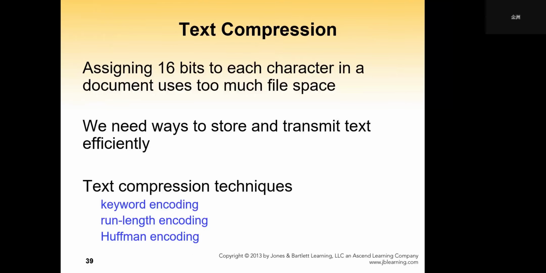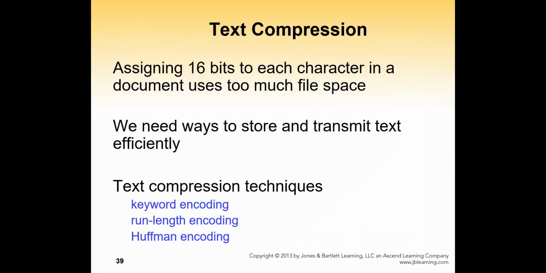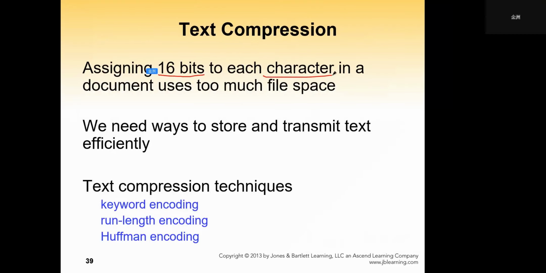So based on these encoding methods, we also talk about the compression rate. We find that if we use 16 bits for each character to encode any document, you need too much file space. A lot of binary strings need to be stored. In the computer, we do not have infinite space, right? We use finite memory space to do the storage or processing.